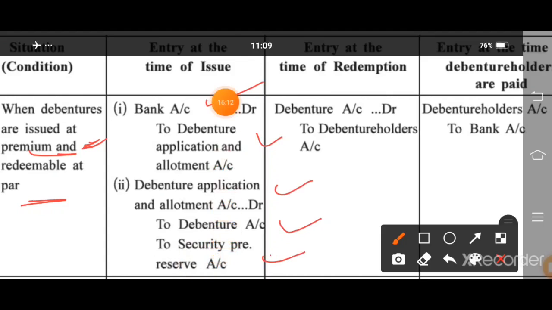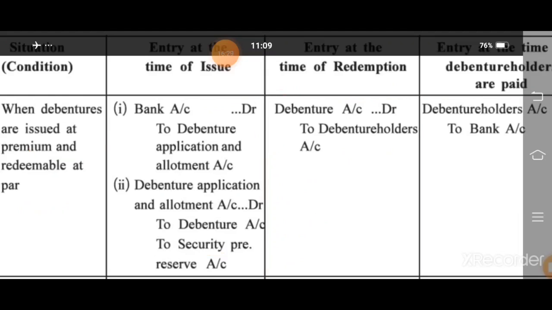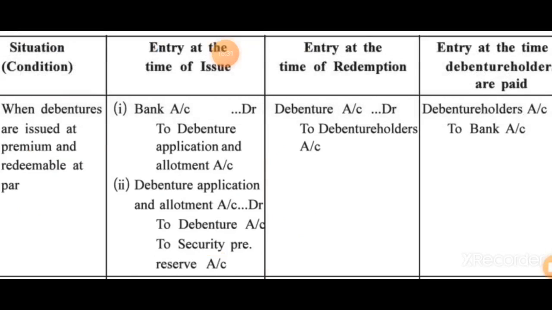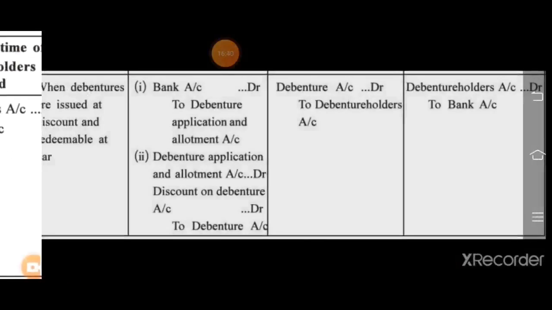Security word is very compulsory. You have to write down here to security premium reserve account. Second entry at the time of redemption, same as above, debenture account debited to debenture holder account. Entry at the time of debenture holders are paid, same entry as above, debenture holders account debited to bank account.